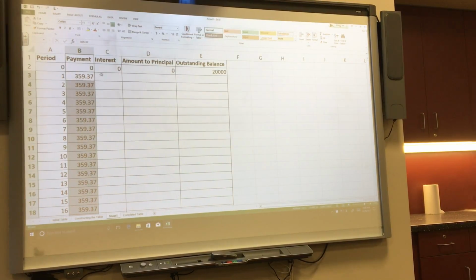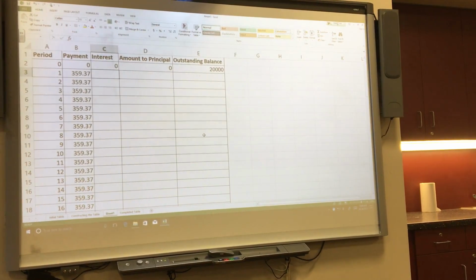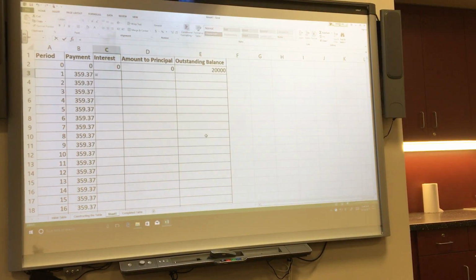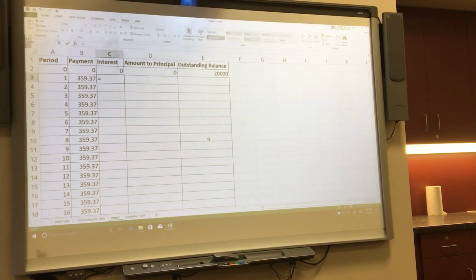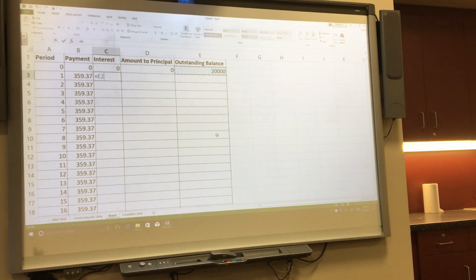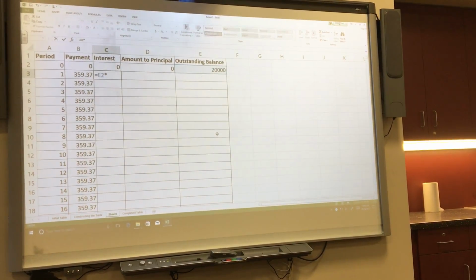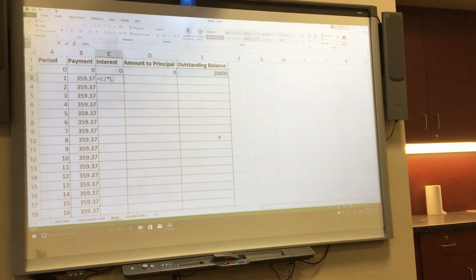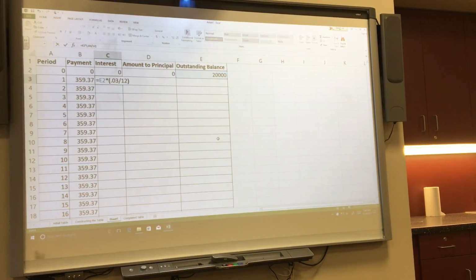Okay. All right, so now I'm to the interesting portion of the program. We do this column by column. For the third column, it will be equal to the previous balance, so the outstanding balance of the previous row, times whatever your interest rate was. Our interest rate was 0.03 divided by 12, so 0.03 divided by 12.